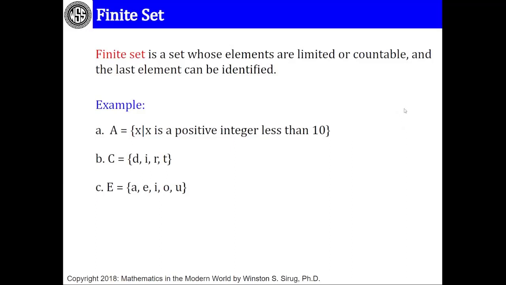So nakalagay din, positive integer less than 10. Ano lang ba yung positive integer less than 10? 1, 2, 3, 4, 5, 6, 7, 8, 9. So, yun lang yung nasa less than 10. So, we have A, E, I, O, U or the vowel letters in the Latin alphabet. So, wala namang iba. Wala namang iba pang values na pwede natin ilagay sa isang set.